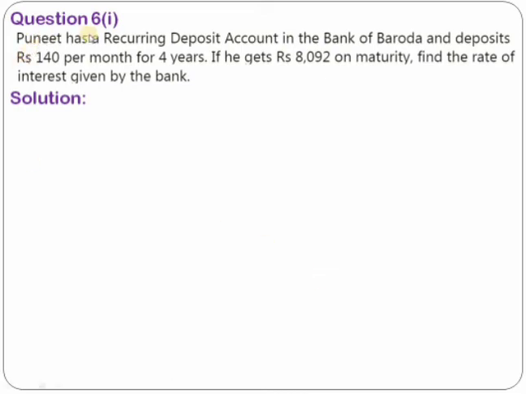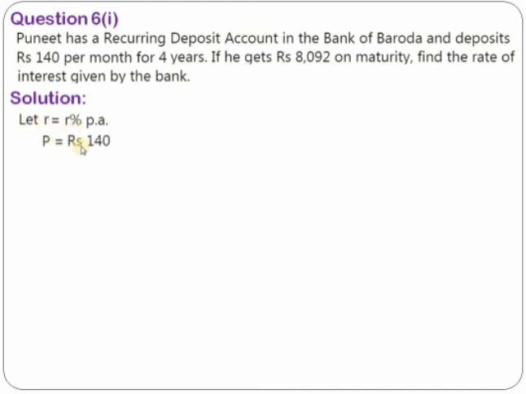Question says Puneet has an RD account in Bank of Baroda and deposits rupees 140 per month for 4 years. If he gets rupees 8,092 on maturity, find the rate of interest given by the bank. So this is also a similar kind of problem, but here you are not asked to find the monthly installment. Instead, you are asked to find the rate of interest. So I'm taking the rate of interest to be R itself.